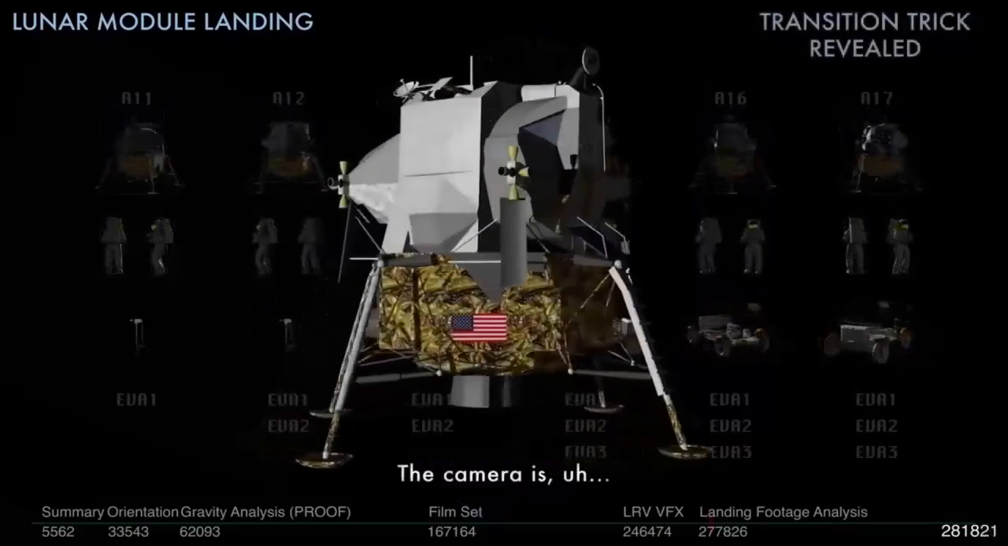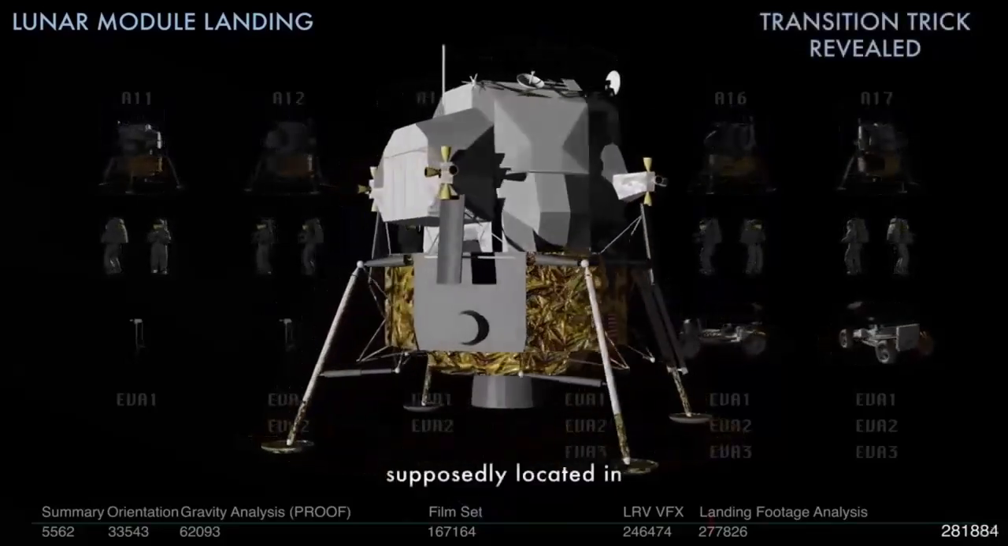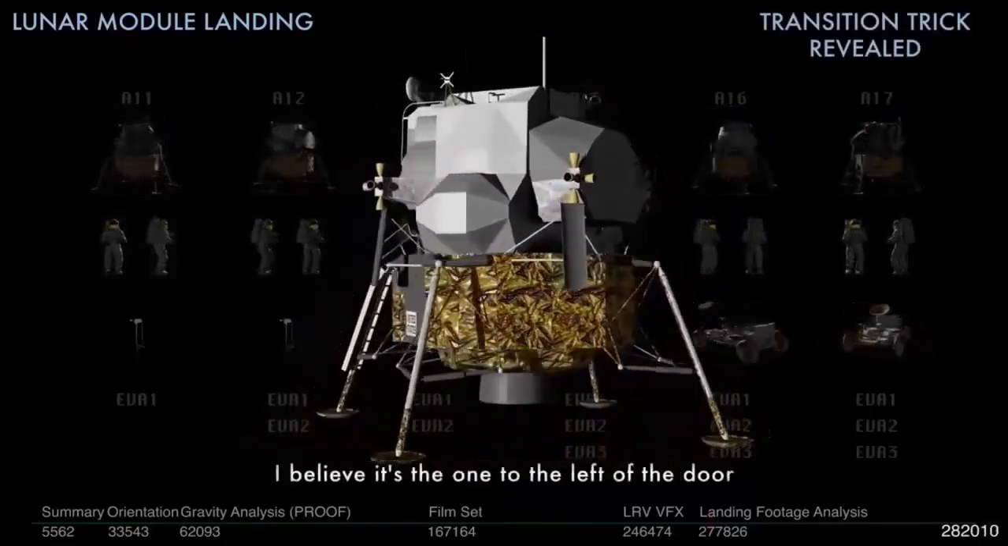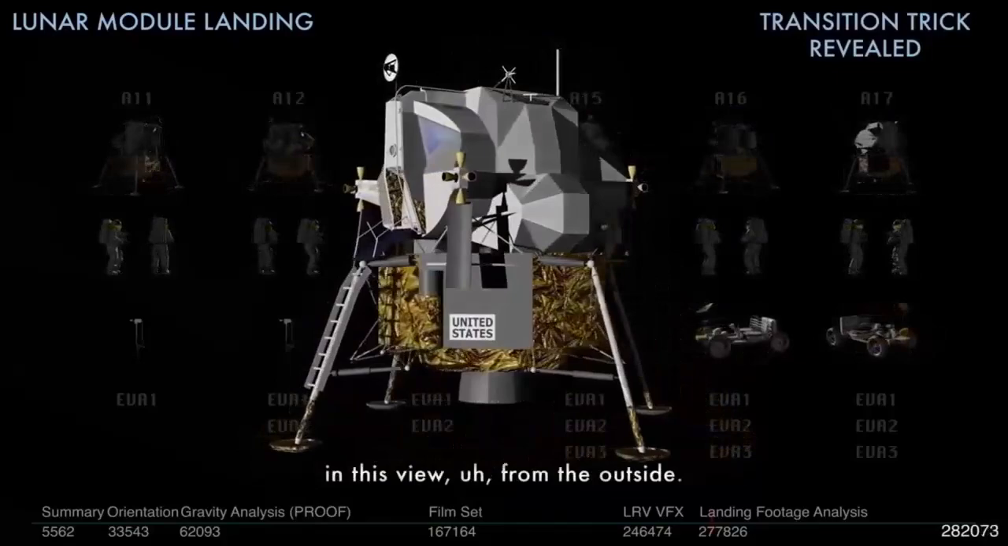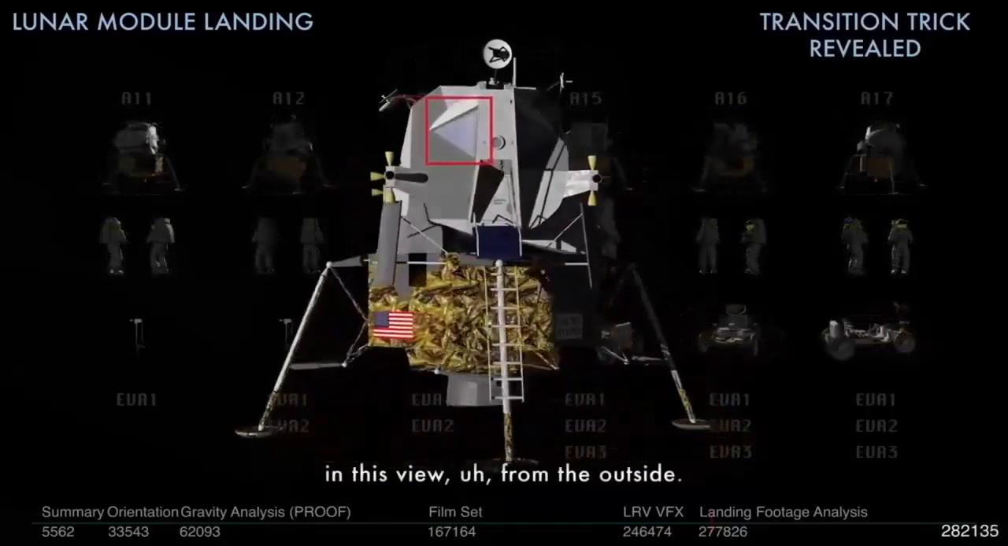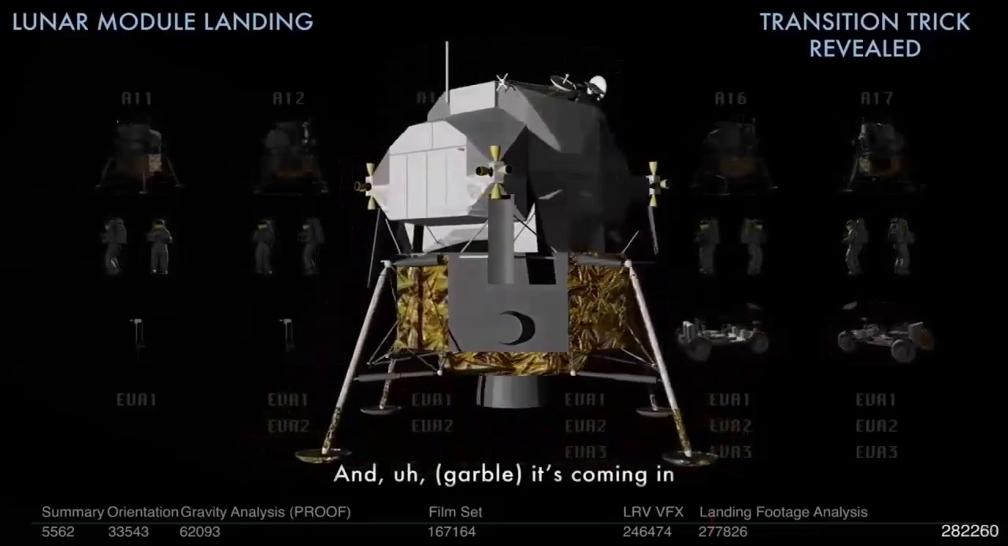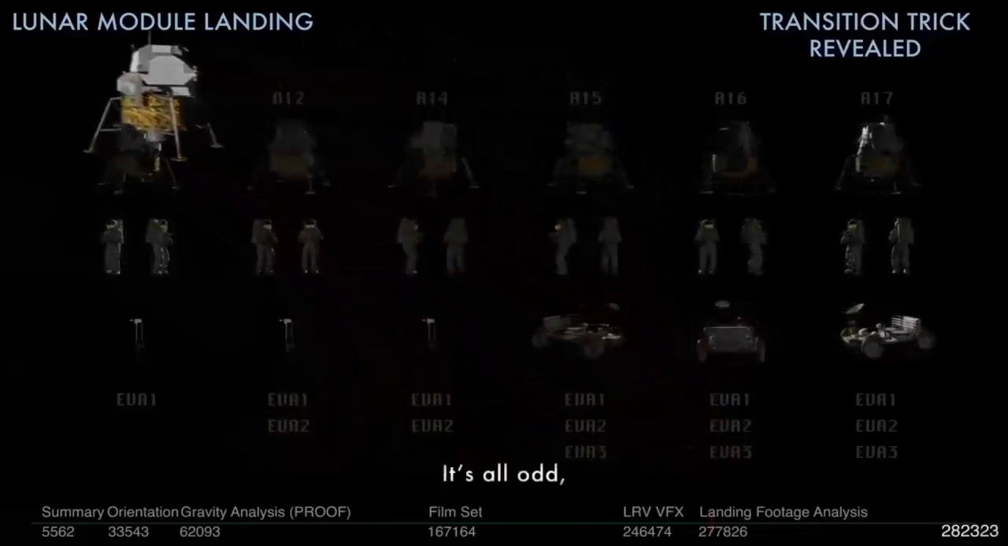The camera is supposedly located in the filming through the triangular windows. I believe it's the one on the left of the door, in this view from the outside, and it's coming in upside down kind of. It's all odd, so I had to turn the image so that you can see the reference.